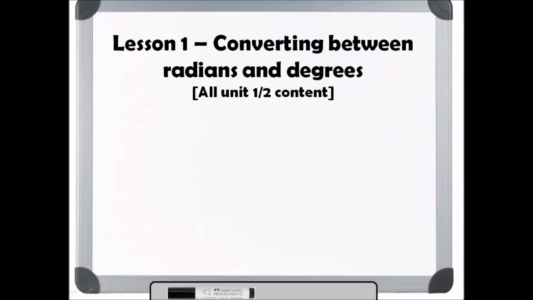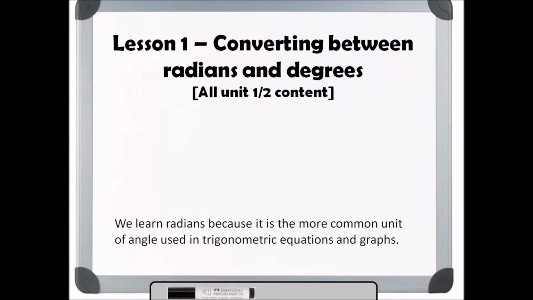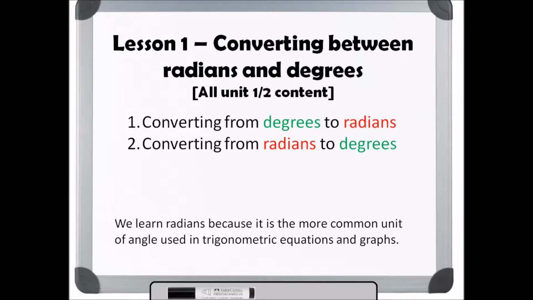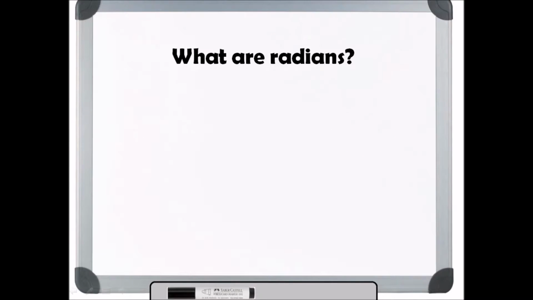Hello everyone! Before we do any trigonometry, we're going to learn how to convert between radians and degrees. What's the point of learning radians, you may ask? Haven't you been using degrees for the past few years in maths class? You may be right, but we learn radians because it is the more common unit of angle used in trigonometric equations and graphs. First, we're going to learn how to convert from degrees to radians and then from radians to degrees. So, what are radians?